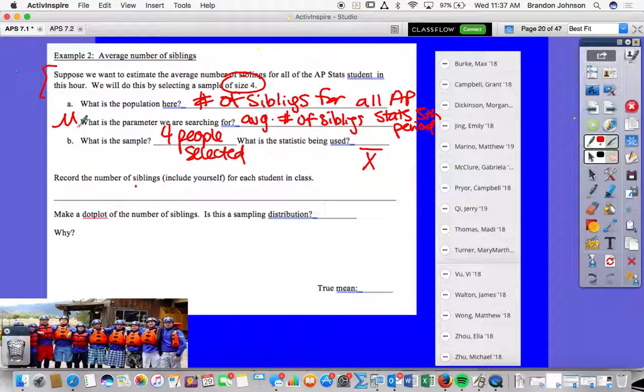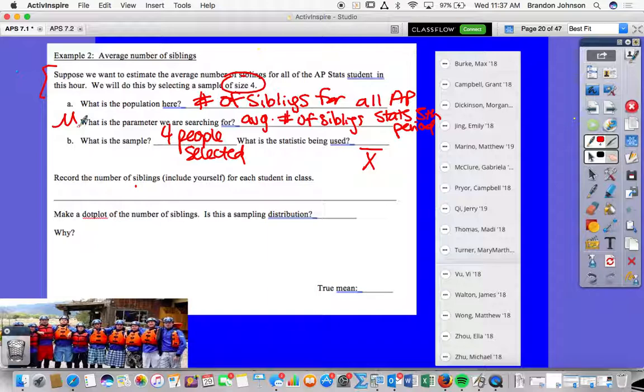Now, with that being said, we've already started this, but some of you haven't done it quite yet. That's why you have dots out there. So here's what I'd like for you to do. Two things, okay? The first thing is, if you haven't done so, you're going to put the number of siblings that you have up here. I'll calculate the true mean, which is mu, okay?